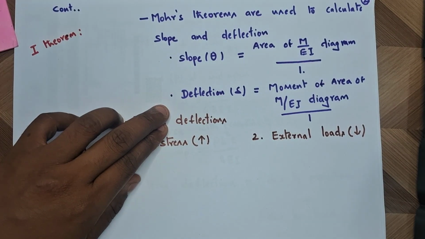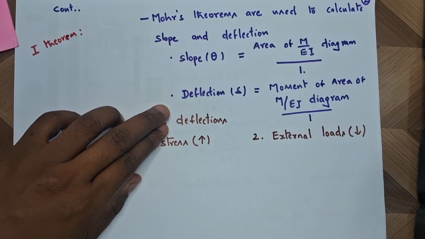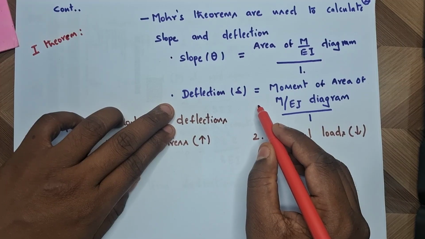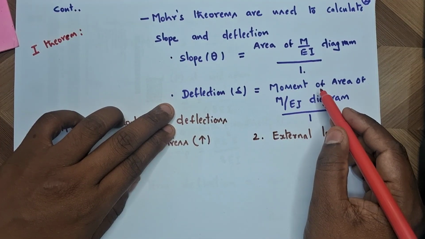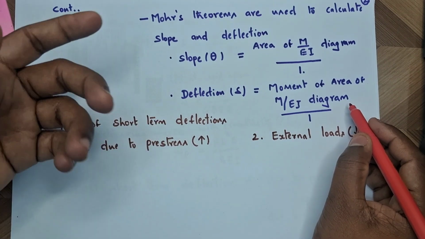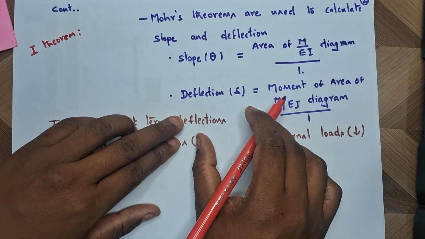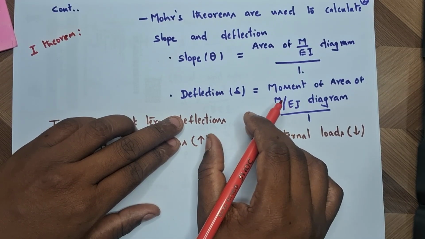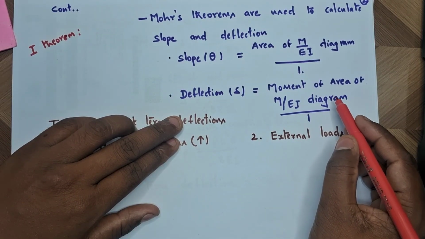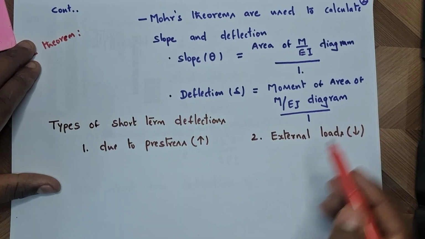Similarly, if you want to determine the deflection at a point relative to the tangent drawn at another point, right? Deflection is equal to the moment of the area of the M by I diagram about that point. Right? I am repeating it again. Deflection at a point is equal to the moment of the area of the M by I diagram per unit span, we may call.